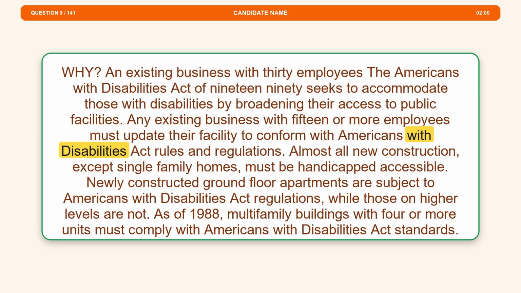and regulations. Almost all new construction, except single-family homes, must be handicap accessible. Newly constructed ground-floor apartments are subject to Americans with Disabilities Act regulations, while those on higher levels are not. As of 1988, multifamily buildings with 4 or more units must comply with Americans with Disabilities Act standards.